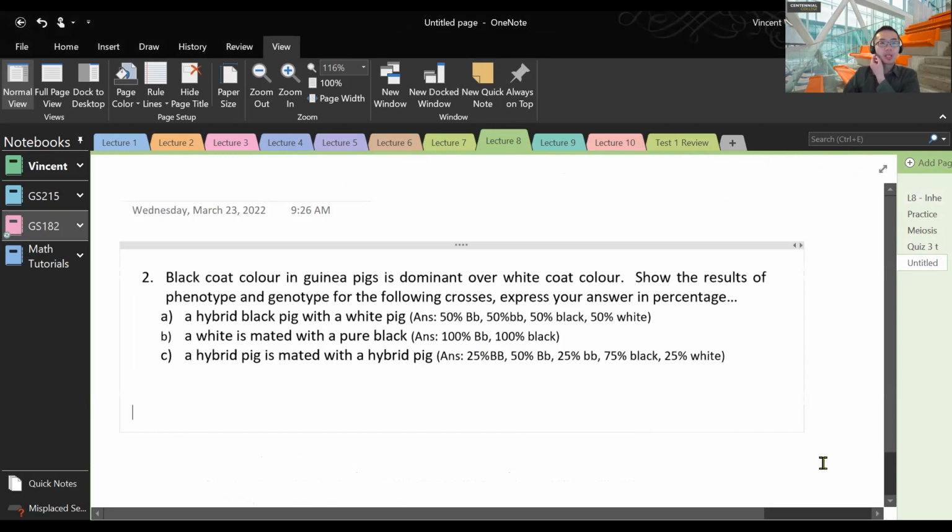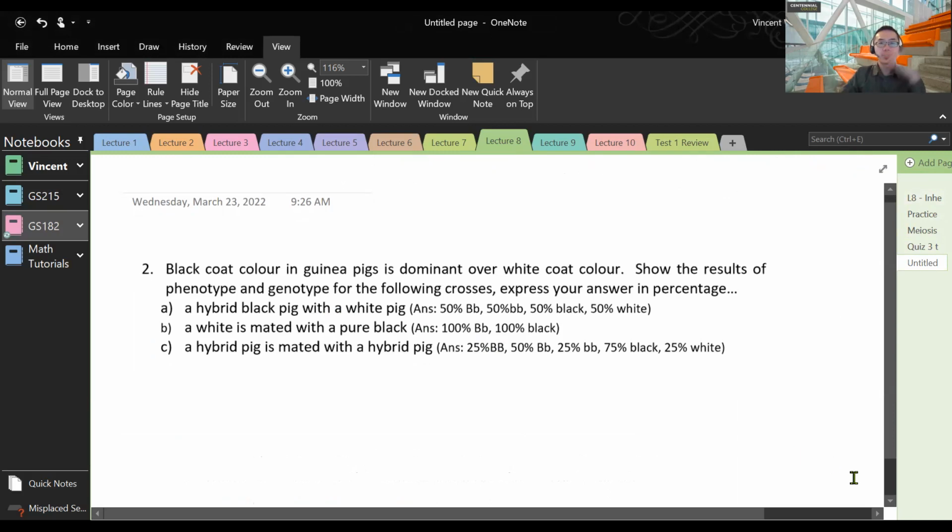Black coat color in guinea pig is dominant over white coat. So I'm going to say black coat is big B. We use capital letters for dominant, and white coat is small b. Show the results of the following cross in phenotype and genotype. Phenotype is what they look like. Genotype is what their genetic makeup is.